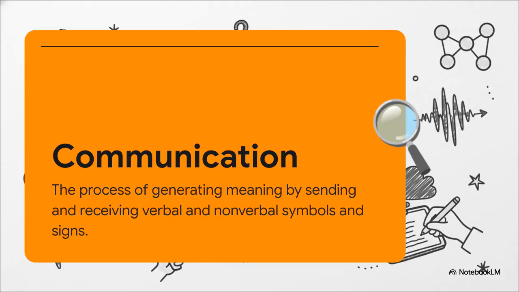So here's the textbook definition. Now, the 2 words you really want to latch onto here are process and generating meaning. What that tells you is that communication isn't just a single event, like firing off a sentence. No, it's a dynamic, back-and-forth process where we are actively creating meaning together, and it's all shaped by the context we're in.